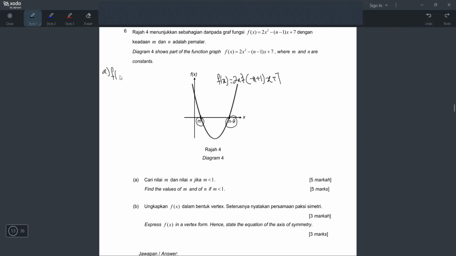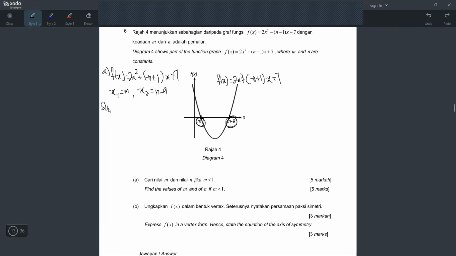So let's write down the equation. f(x) equals 2x squared plus negative n plus 1 x plus 7. So let's use the SOR method. What is the formula for SOR? Oh, I forgot to write my x1, x2. Sorry. So my x1 is m, my x2 is n minus 9. Okay. Roots means x-intercept. So that's why you see this is the x-intercept. That's why we write them as roots.